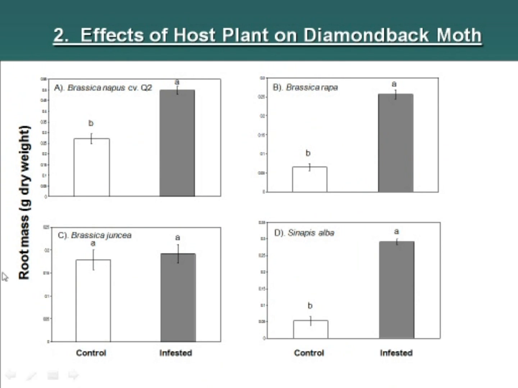These are some effects of diamondback moth feeding, again using root mass and how the plants compensate for diamondback moth herbivory. And again, this is the relationship with Brassica napus, much more root mass produced when they're under feeding pressure by diamondback. The same kind of relationship, even stronger with Brassica rapa and Sinapis alba, but with Brassica juncea, it simply did not respond by producing greater root mass as a result of diamondback moth feeding.